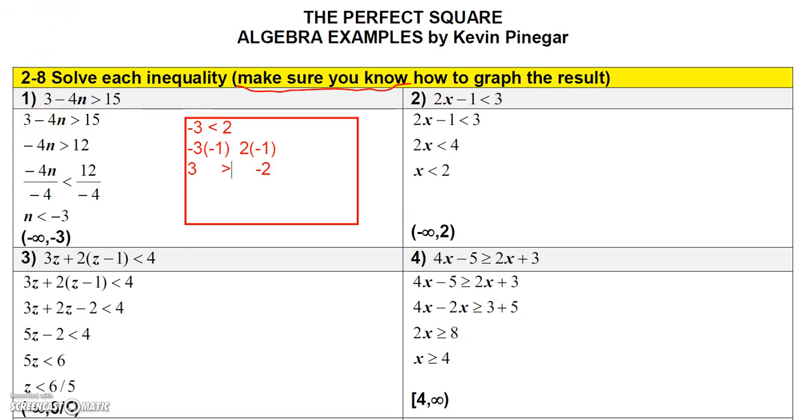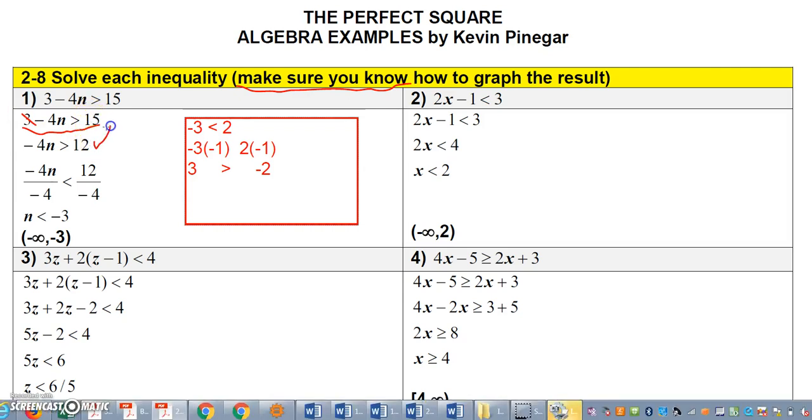Okay, so for instance right here, if I want to solve 3 minus 4n is greater than 15, the first thing I'm going to do is subtract 3 from both sides. And I just did that in my head. So if you subtract 3 from the left, it's just going to cancel the 3. And then 15 minus 3 is going to give you 12. So some of these steps I'll do in my head. Okay, now, negative 4n is greater than 12.